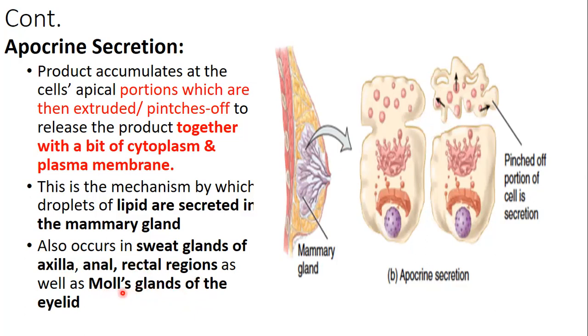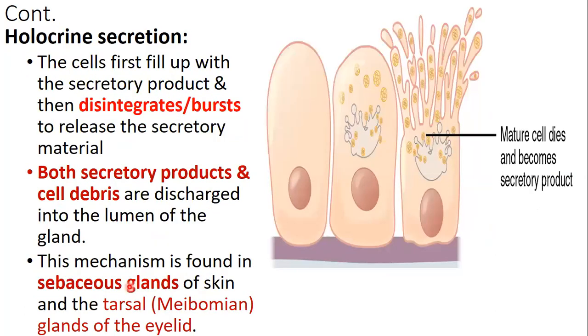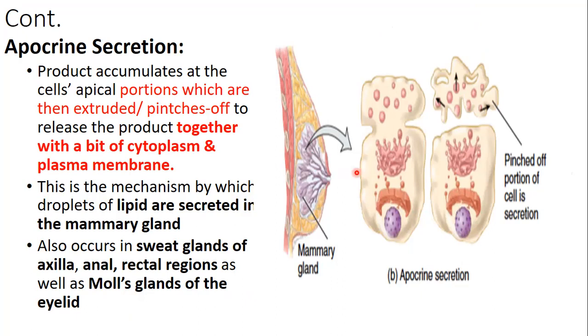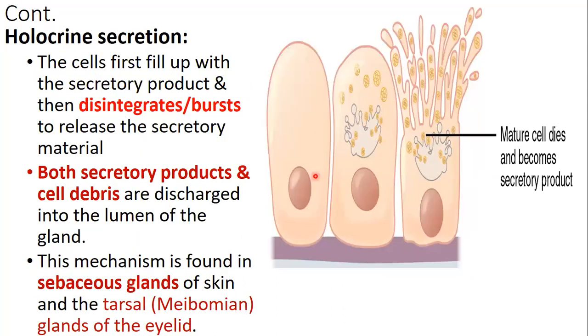Another gland is the Moll glands found in the eyelid. So in the eyelids, we have two types of glands, the Moll glands and the Meibomian glands. These are Moll glands. Let's look at the last mechanism of secretion. What is happening to the cells this time? So we call these apocrine glands. The breast is one of them.